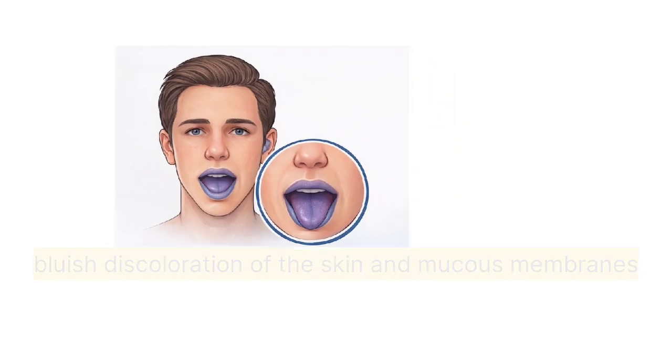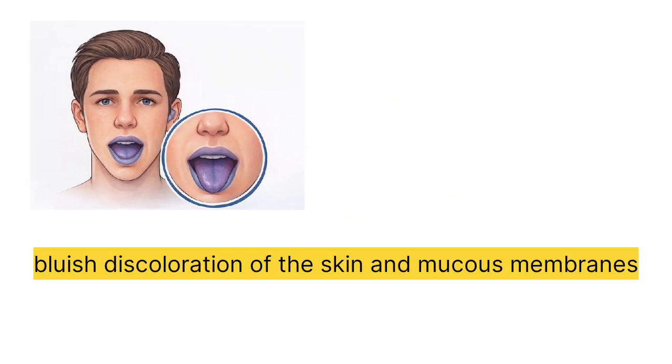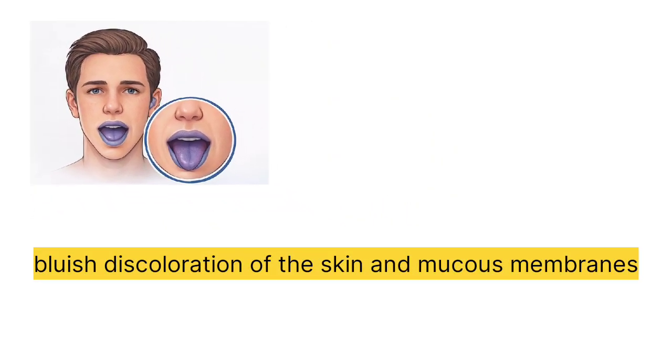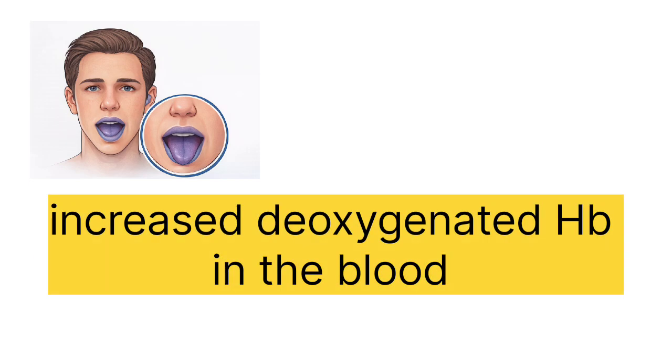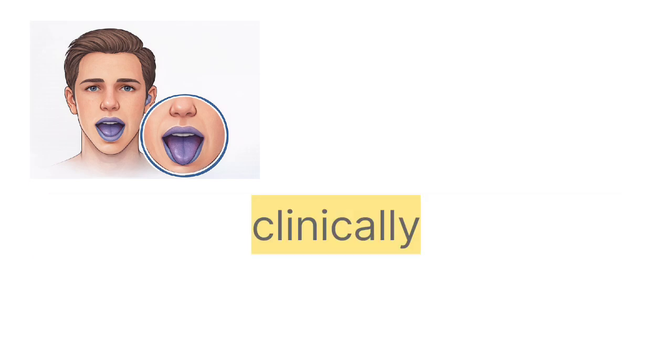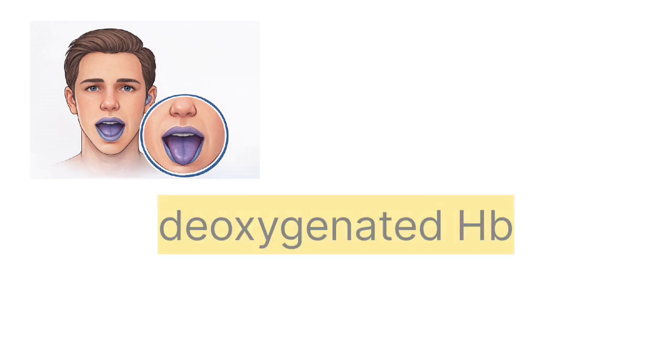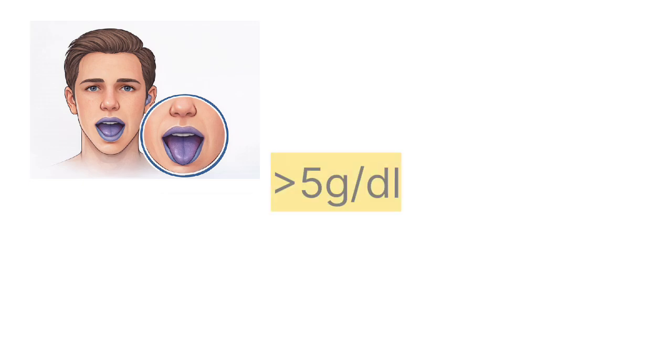Cyanosis refers to a bluish discoloration of the skin and mucous membranes. It occurs when there is an increased amount of deoxygenated hemoglobin in the blood. Clinically, cyanosis becomes visible when deoxygenated hemoglobin exceeds 5 grams per deciliter.